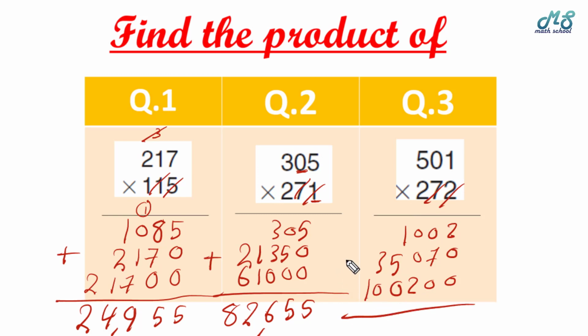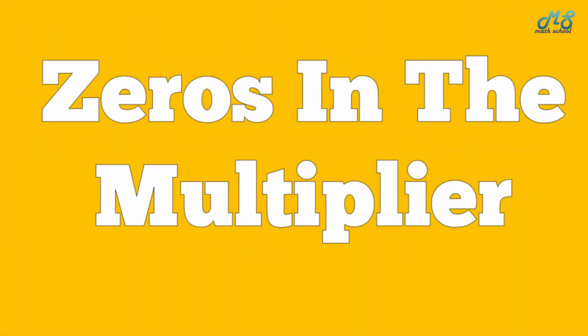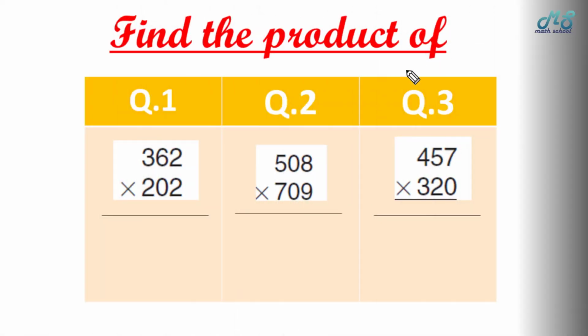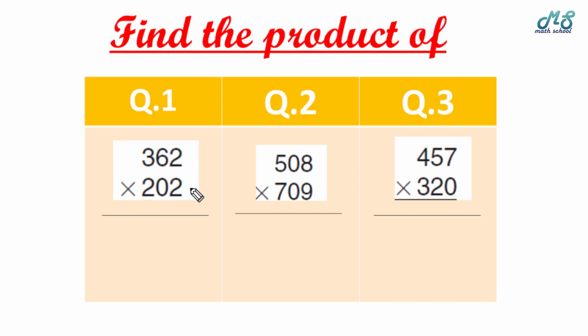Now add the three partial products to find the final product. Bring down 2, bring down 7, bring down 2. 1 plus 5 equals 6. Bring down 3 and bring down 1. Now the product is 136,272. Next, zeros in the multiplier. Find the product of 362 times 202.